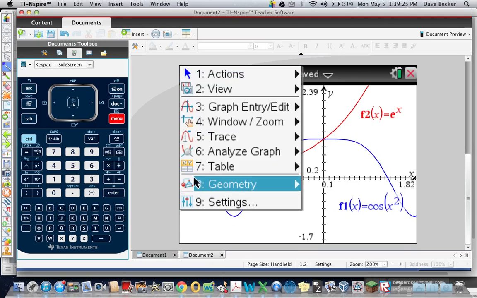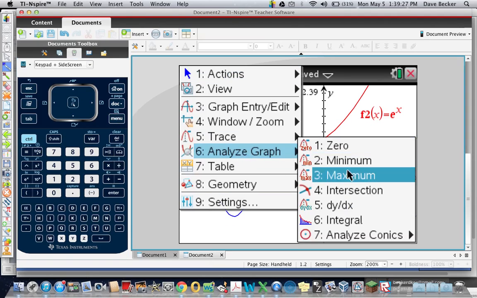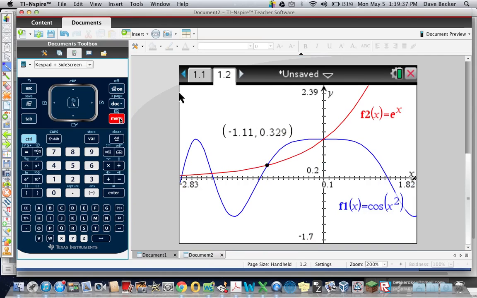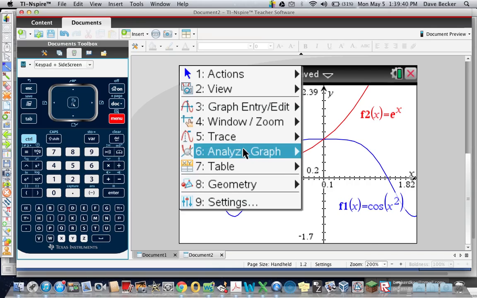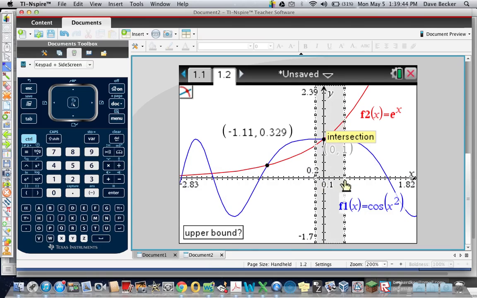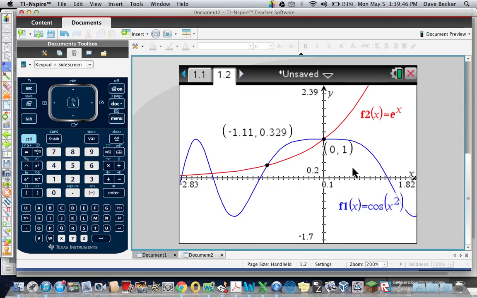So menu, analyze graph, intersection. All right, negative 1.11 is our x value. We don't really care about the y value. I think I know the other one. It looks like it's going to be 0, but let's just make sure. Intersection. It is indeed 0.